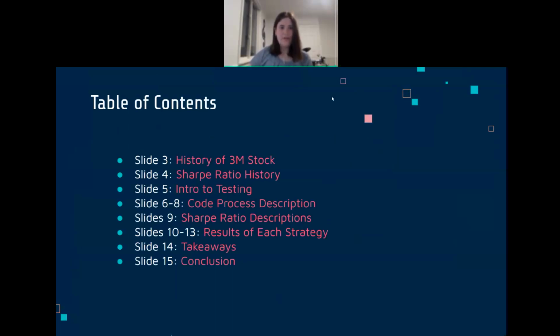Slide 3 is a history of 3M stock. Slide 4 is history of Sharpe ratio. Slide 5 is an introduction to our testing that we did. Slides 6 through 8 are the process of the code. Slide 9 is descriptions of the variables and the Sharpe ratio calculation. Slides 10 through 13 are the results of each strategy that was tested. Slide 14 is some takeaways, and slide 15 is the conclusion.